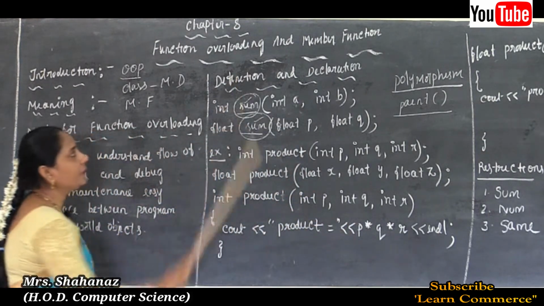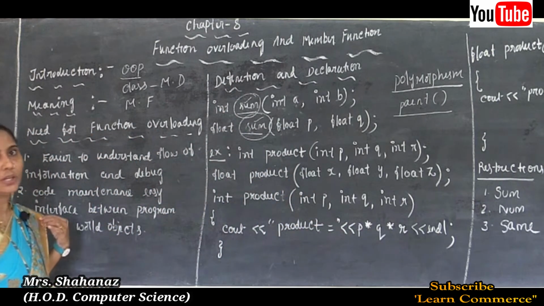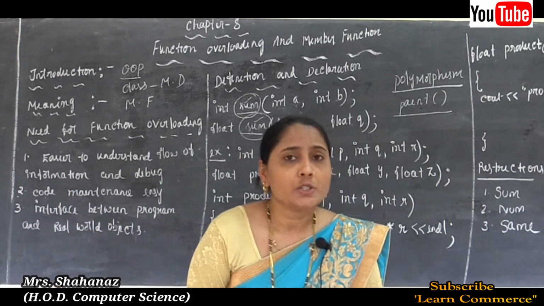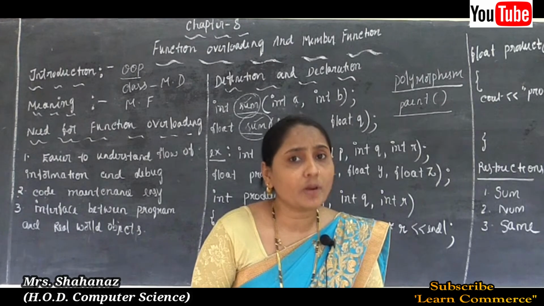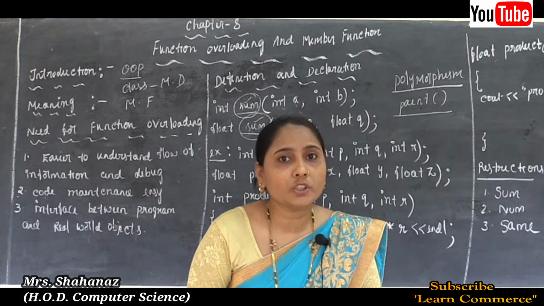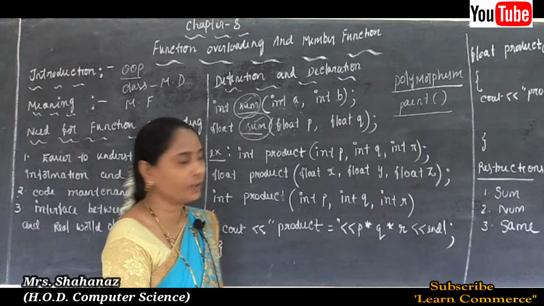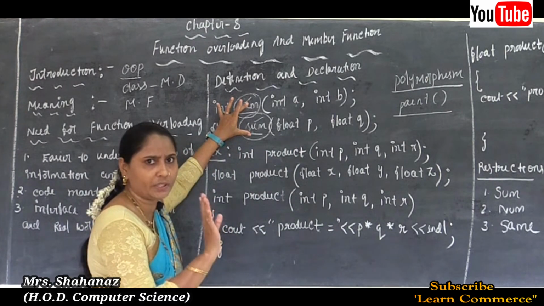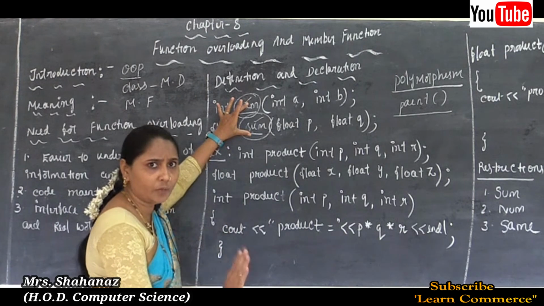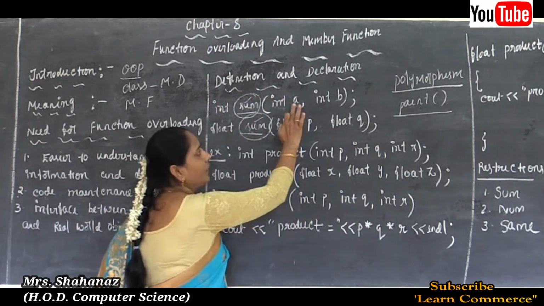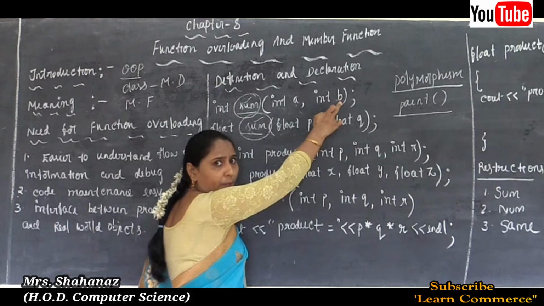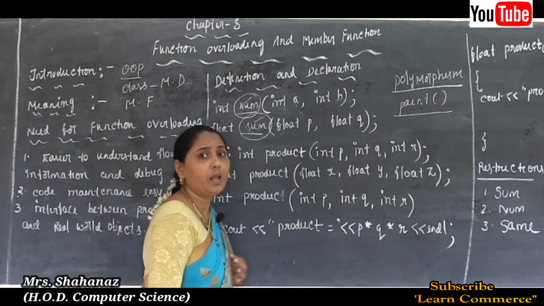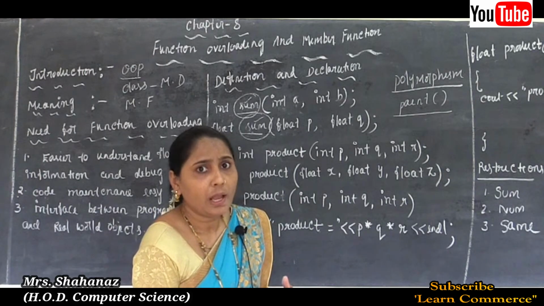Now let's see the definition and declaration of function overloading. What is the main factor in function overloading? Is the main factor the function's argument list? Is it the name? No, because the name of the function is the same everywhere, so it is not the main factor. The main factor is the different argument types or different number of arguments.